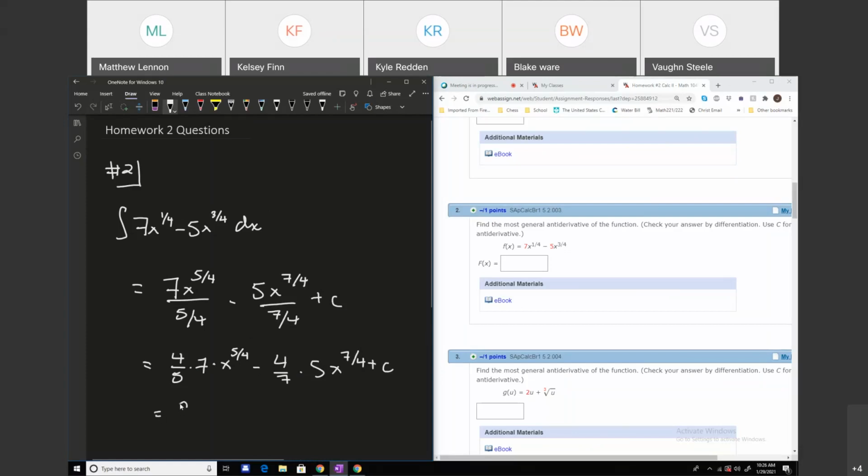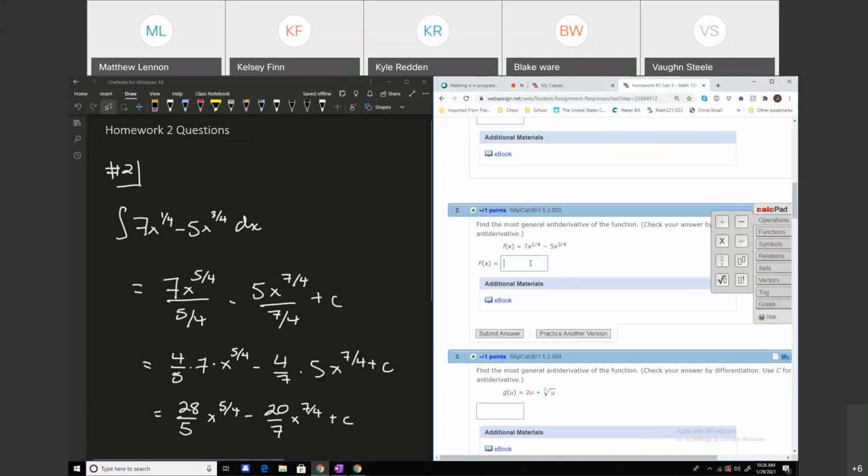So this would be 28/5 x to the 5/4 minus 20/7 x to the 7/4 plus your constant. That's what you should get there for number 2. Let's see if it comes out okay.